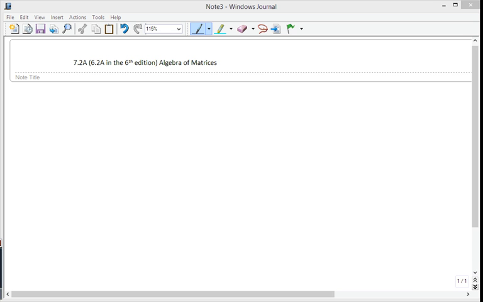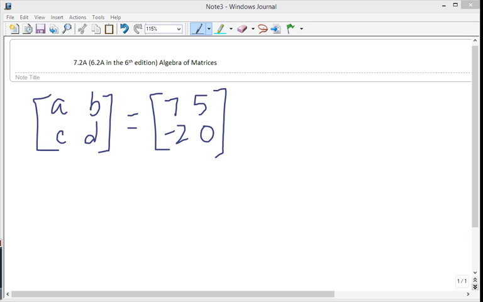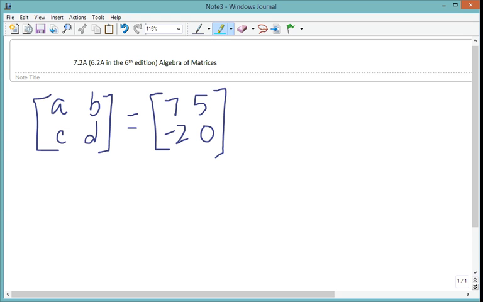Alright, so two matrices are equal. In order for two matrices to be equal, they have to be exactly the same size. Okay, so these two matrices are both 2 by 2, and they can be equal, but in order for them to be equal, A has to equal 7. Okay? B has to equal 5. Right? C has to equal -2, and D has to equal 0. Okay, so it has to be exactly the same.